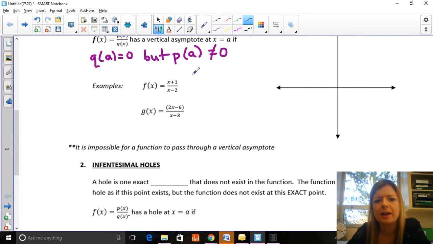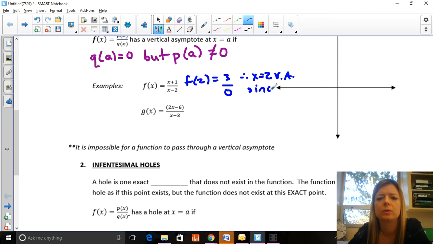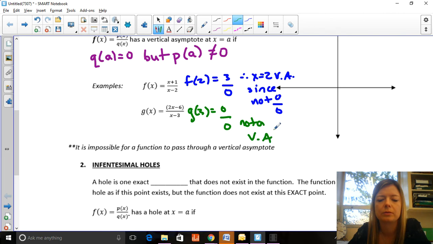If we put in f(2), that gives us 3 divided by 0. Therefore x equals 2 is a VA, since it's not 0 divided by 0. It's a number divided by 0, so therefore it's a vertical asymptote. But notice in this case, if we put in 3, 2 times 3 is 6, and 6 minus 6 is 0. So you'd get 0 divided by 0, and that is not a vertical asymptote. That will be an infinitesimal hole, which I talk about in a second.